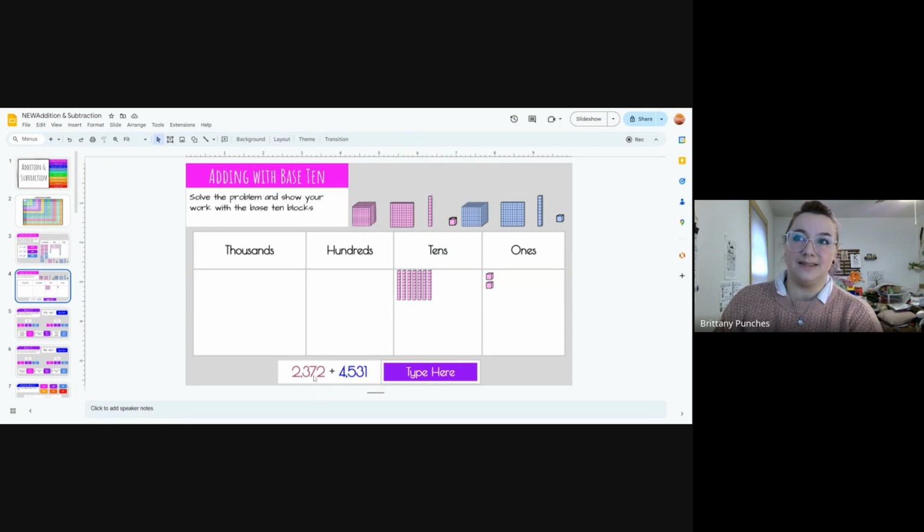Ones, tens, hundreds. How many hundreds do we need? 3. Let's grab our hundreds flats. 1, 2, 3. Good. Ones, tens, hundreds, thousands. How many thousands do we need? 2. Perfect. 1, 2. 2,000.